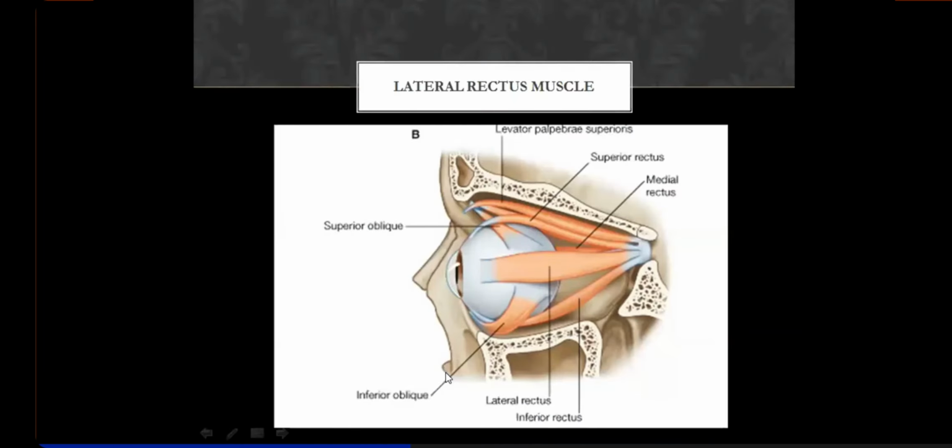Okay. Now about lateral rectus muscle, you are seeing is a sagittal section and the view is a lateral view. Here you are seeing the eyeball, and now look here, this is the common tendinous ring. You have this superior rectus here. This is the inferior rectus here.